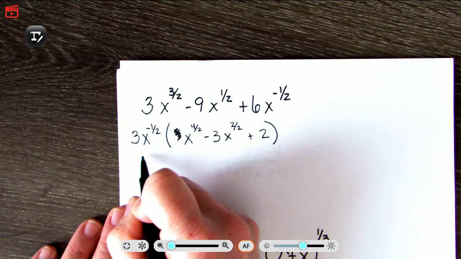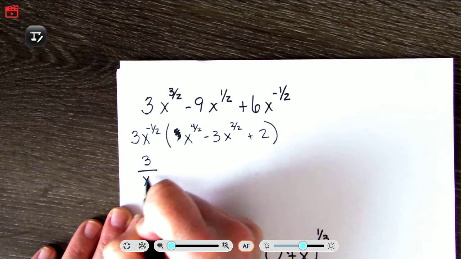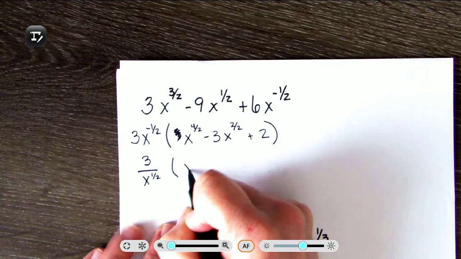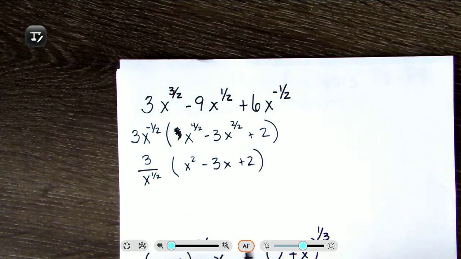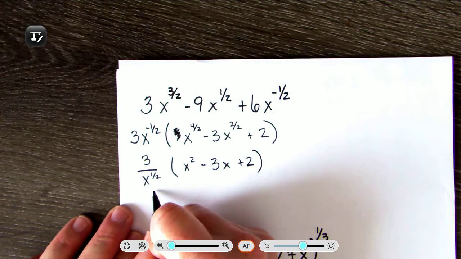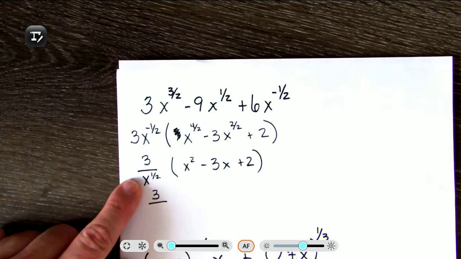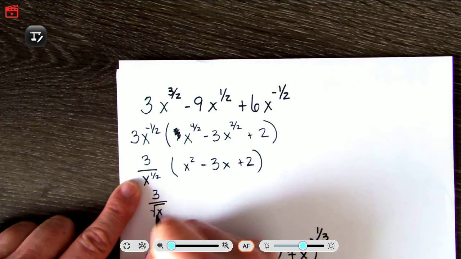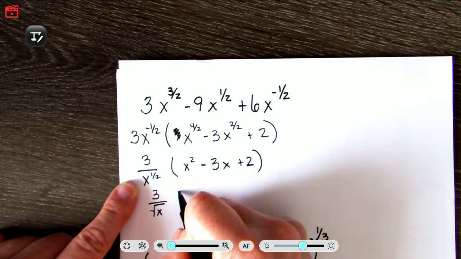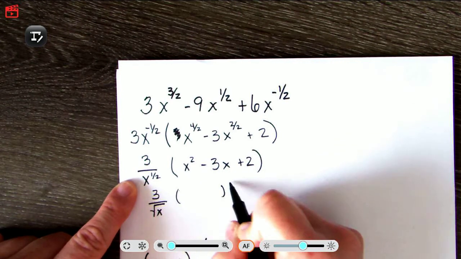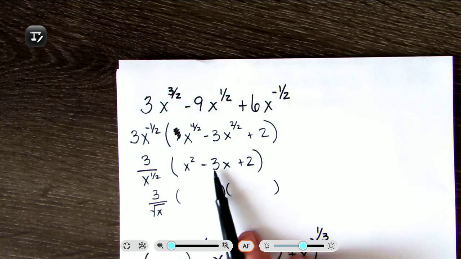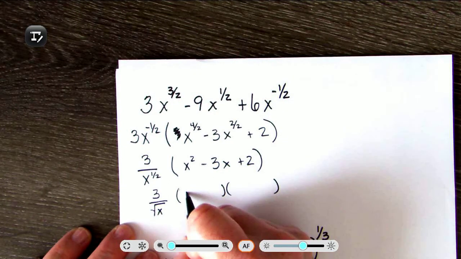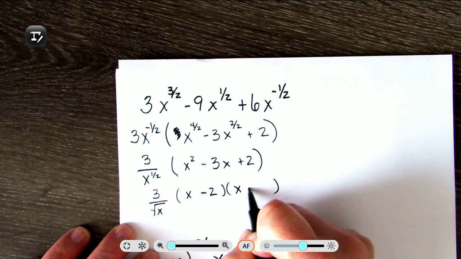And here I'm going to write that as 3 over x to the 1/2. Here I'd have x squared minus 3x plus 2. I can factor this. And if you want to, you can leave that as x to the 1/2, or rewrite it as the square root of x. This has a leading coefficient of 1. We need to get a positive 2, so we're looking for two numbers that multiply together to give me a positive 2, but add to give me a negative. So that means I will have that x minus 2 and that x minus 1.